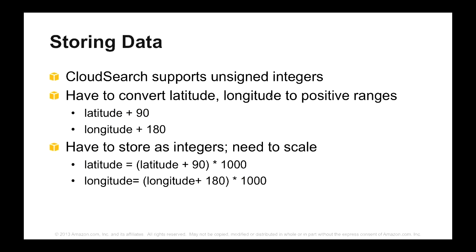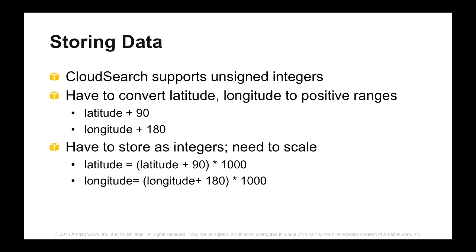Okay, now we know how to do the computation. How do we get the data in there? So CloudSearch currently only supports unsigned integers. That's a bit of a problem for us because the latitude ranges from -90 to 90 degrees, and the longitude goes from -180 to 180. So we have to convert those to positive ranges.